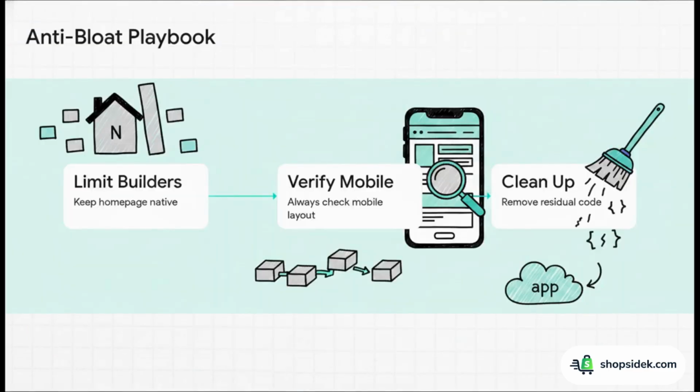To stop this dead in its tracks, we use the anti-bloat playbook. Rule 1. Keep your homepage native. Only break out the heavy visual builders for specific campaign landing pages. Rule 2. Always verify your mobile layout, because let's face it, that's where your buyers actually are. And Rule 3. If you test an app and delete it, it almost always leaves messy residual code behind. So the absolute smartest trick you can use is to duplicate your live theme before testing a new app. If it doesn't work out, just revert to your duplicate. Boom, zero abandoned code left behind.